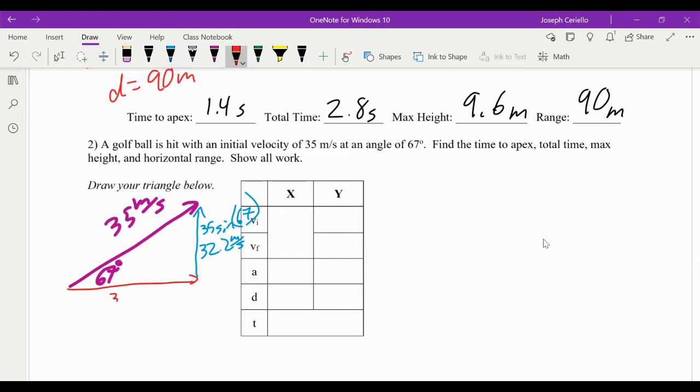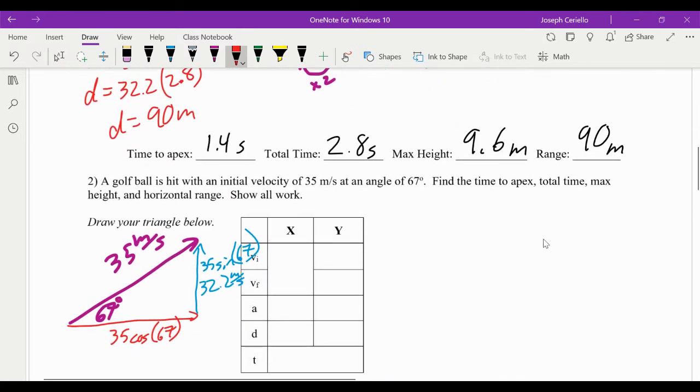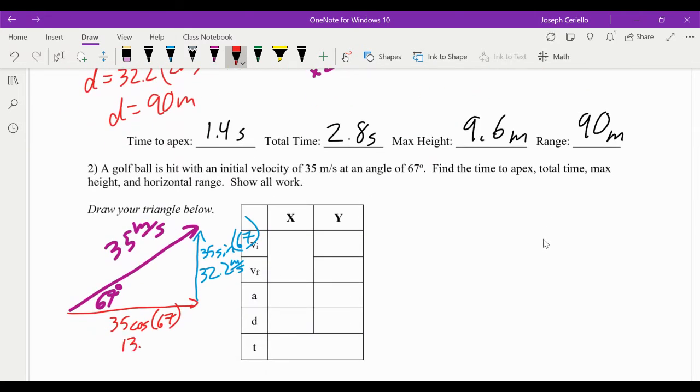This right here is going to be 35 cosine of 67. So this is, what was it, 13.7? Yeah, it's going to be 13.7. Try those out in your calculator just to make sure you're getting the right values, and double check my work, too. In the x direction, we know the acceleration is 0, and our velocity in the x direction is 13.7 meters per second. In the y direction, our initial velocity is 32.2 meters per second, and our final velocity is going to be 0 at the apex. Our acceleration in the y direction is always negative 9.8 meters per second squared.